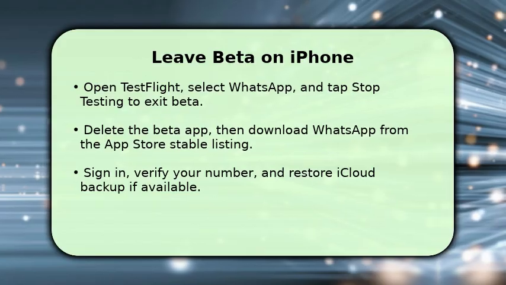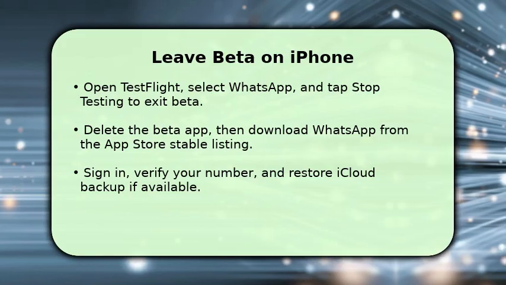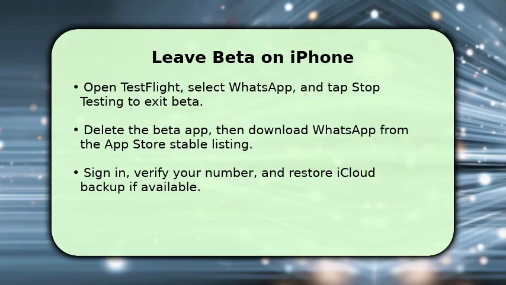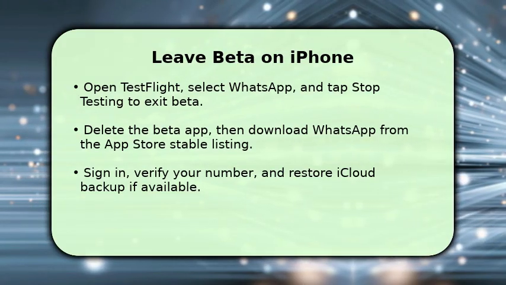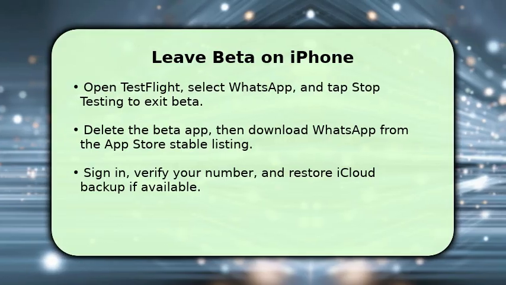Then open the App Store and download the stable WhatsApp listing from your purchase history or search results. Launch the stable app, verify your phone number via SMS, and restore your iCloud backup when prompted to recover chats and media.